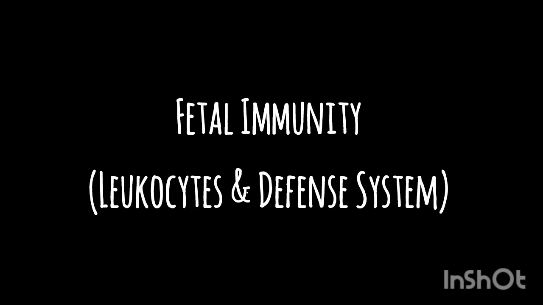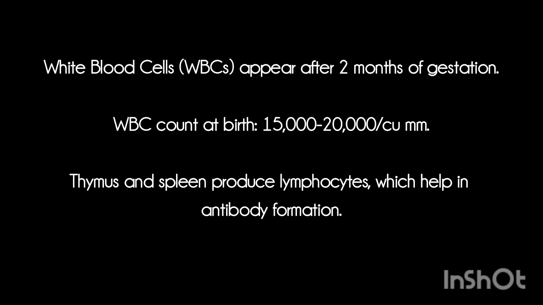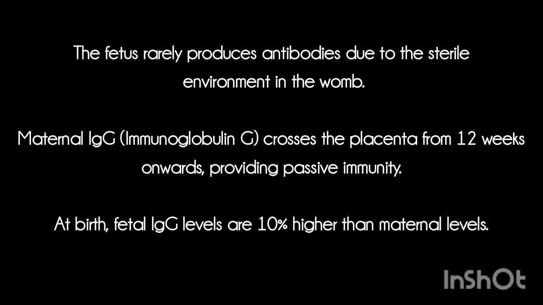Fetal immunity, leukocytes and defense system. White blood cells (WBCs) appear after 2 months of gestation. WBC count at birth, 15,000 to 20,000 per cu mm. Thymus and spleen produce lymphocytes, which help in antibody formation. The fetus rarely produces antibodies due to the sterile environment in the womb.